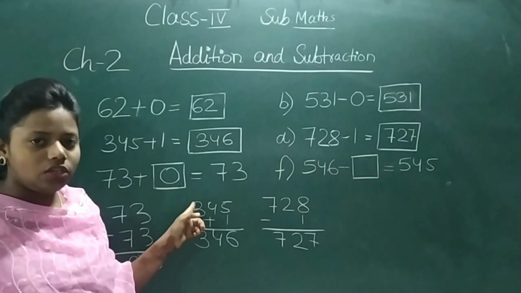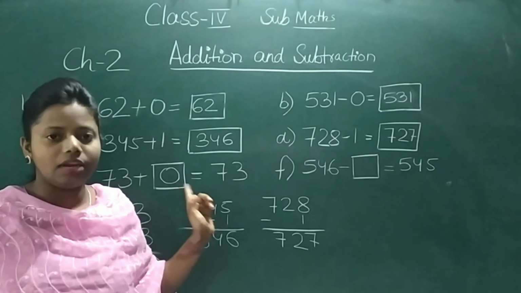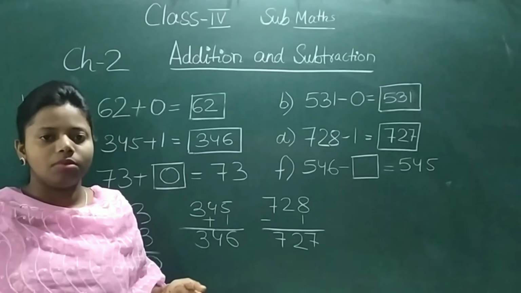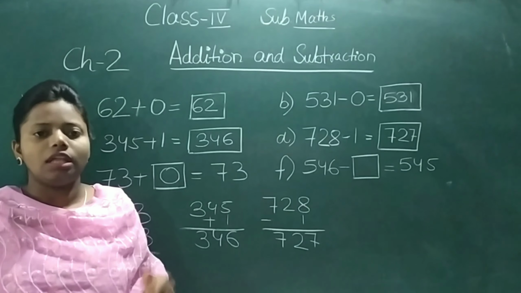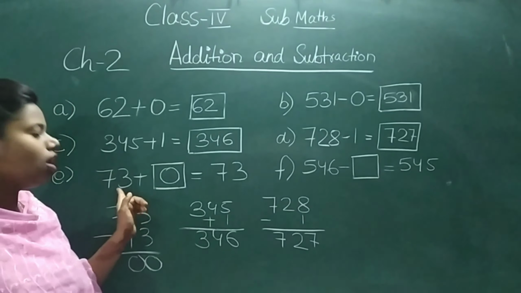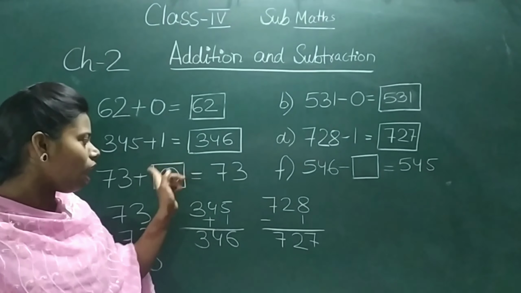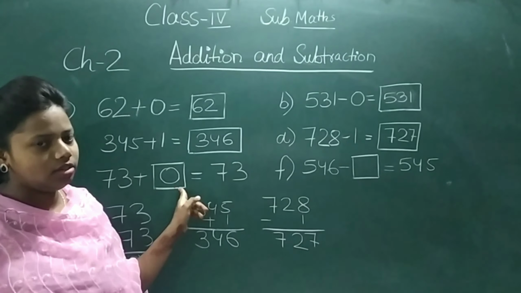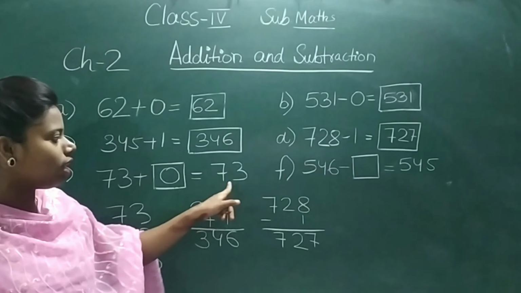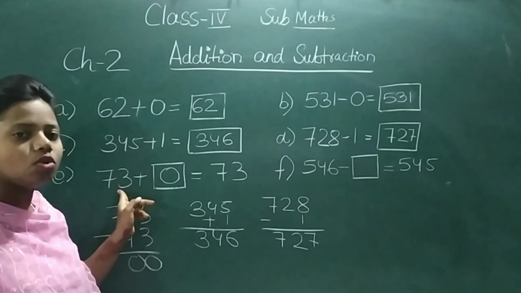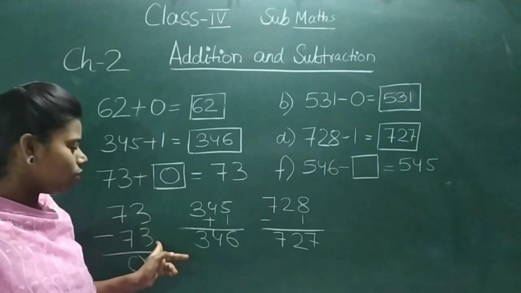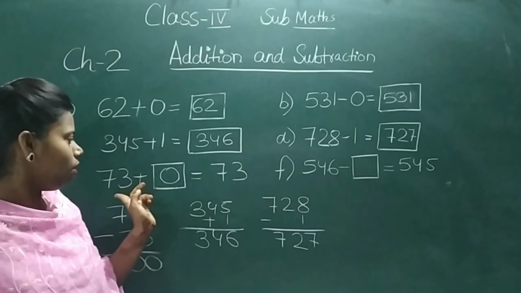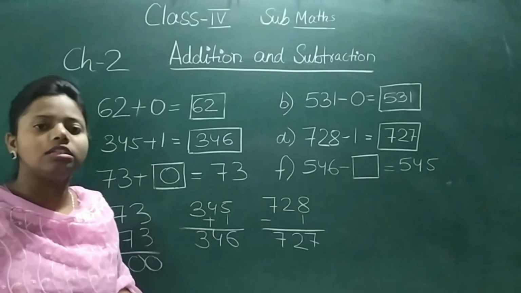When we add 0, as I already said in question A, whenever you add 0 to any number, the answer will be the same. Here the question is 73 plus 0, and the answer will be the same. So you add your 0, and I have also shown you how to do it. The answer you write on top, and the question goes on this side with the addition; you bring this down and subtract. Okay, and we got the answer 0. So when we add 0 to 73, we get 73.